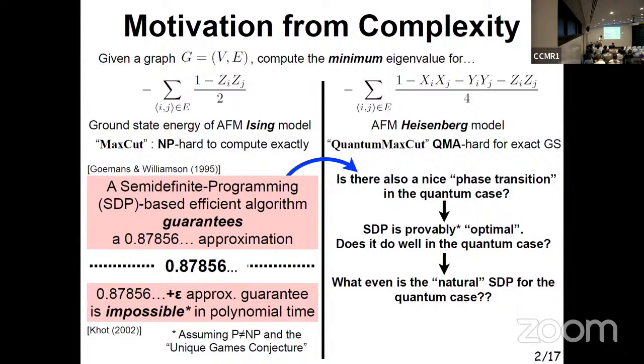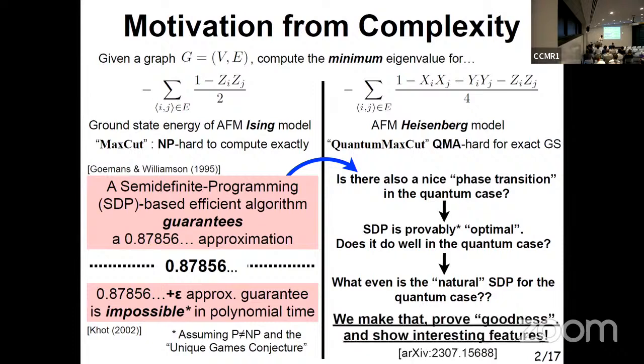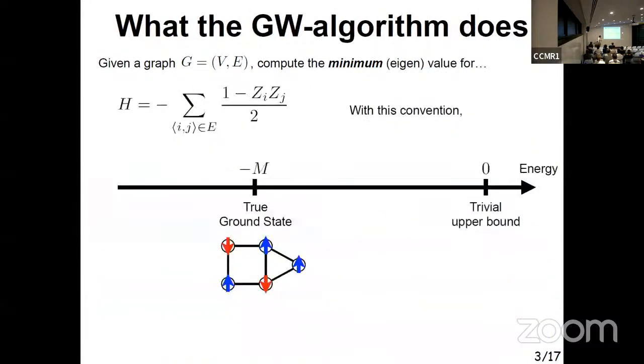So that's actually what we do in this work. We come up with what we claim to be the most natural semi-definite program for the Heisenberg model, or the quantum max cut case, and we prove some good properties about it, and we also demonstrate and numerically observe that it also has more interesting features as well.